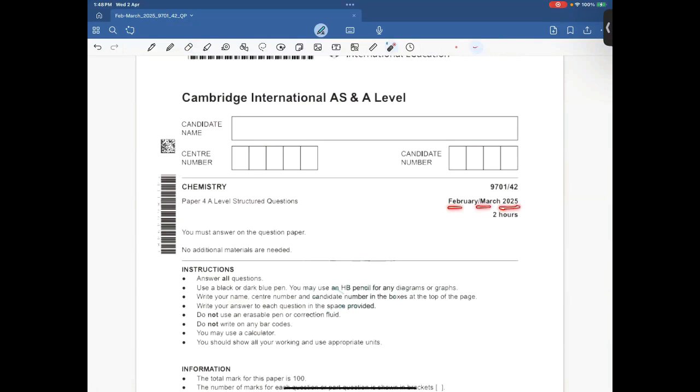February, March 2025, variance 42, paper 4 of A-level examination. All right, let's talk about question number 1.